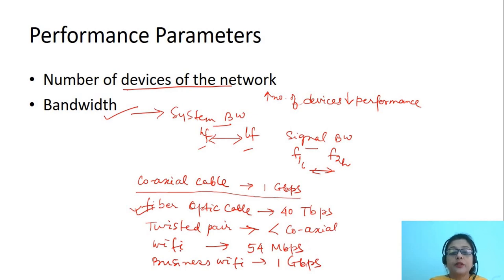Now you see here for the home, we can write here the home Wi-Fi. If you have 54 Mbps, that means if there is one user, it can download or upload at the rate of 54 Mbps. Now if there are two users using the same Wi-Fi network, then this will be divided between the two users. So each one will be having 27 Mbps. Now if there are 10 devices, then it will be coming down to 5.4 Mbps.